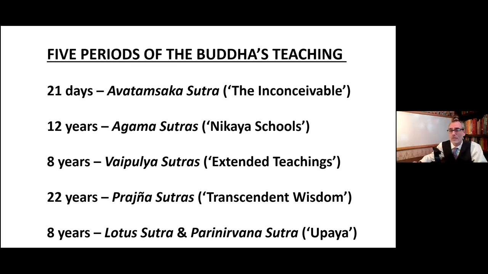Lay all those out. And then finally, the last 8 years of the Buddha's life, he spent preaching the Lotus Sutra and the one that he gives on his deathbed, the Parinirvana Sutra. And again, that takes 8 years. And the Buddha was supposedly left home and enlightened around 35 or so, and lived till he was 80. That doesn't exactly match up with this.